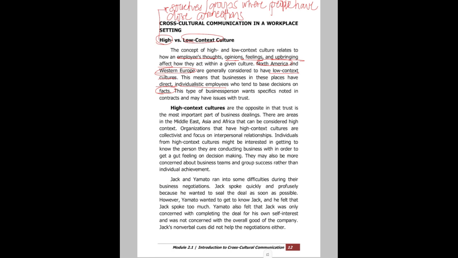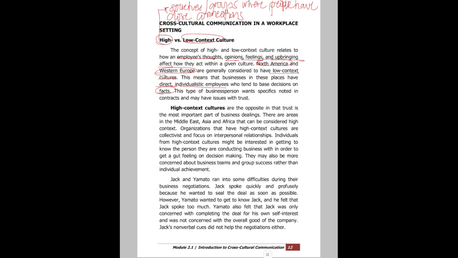So, sino-sino yung mga tao na to? Usually, they are the people with number 1. They have the same level of education. They shared the same ethnicity. When we say ethnicity, dito nakapaloob yung ating language, yung ating nationality. They share a same religion. And of course, they have the same or shared history. And most likely, pag sinabi nating high context culture, it is concerned in a group success rather than individual achievement.